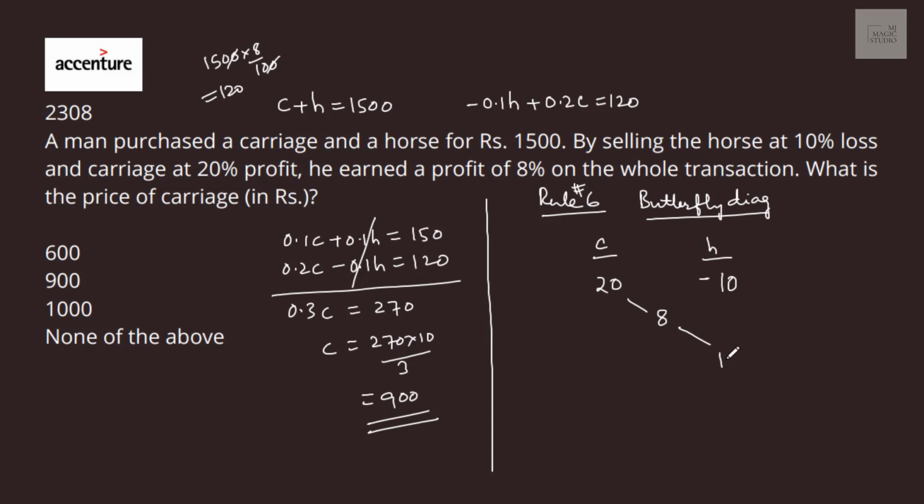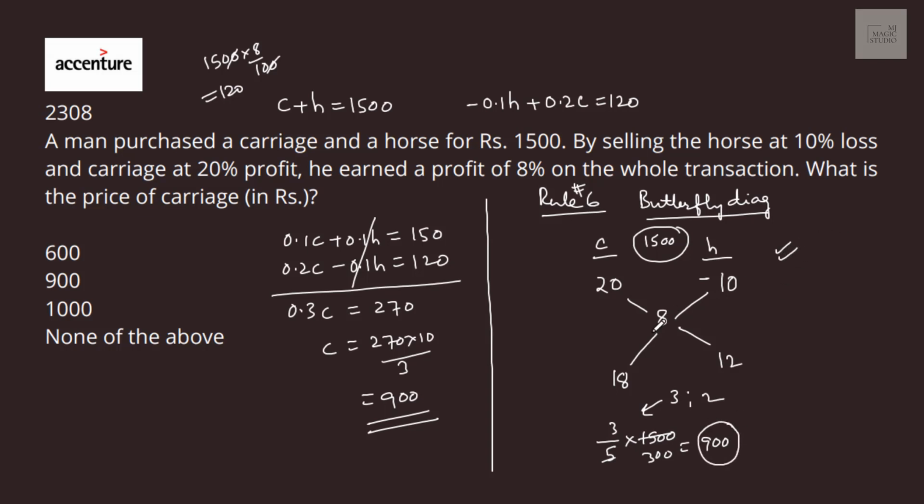Distance between 20 and 8 is 12, and distance between minus 10 and 8 is 18. So the ratio becomes 3:2. So the price of the carriage is 3/5 of 1500, that is the total cost of carriage and horse. So that will give us 900 in no time.